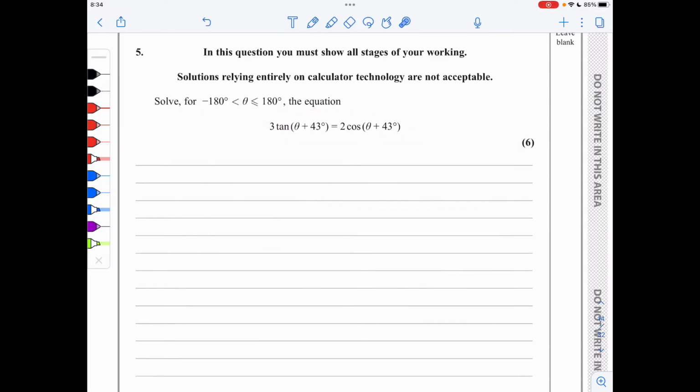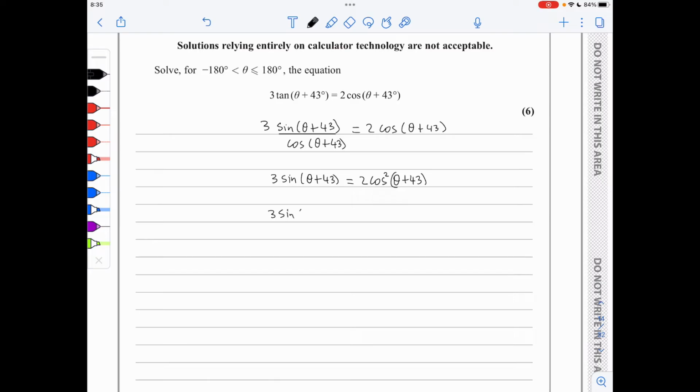In question 5, we've got a trigonometric equation to be solved. We are in degree mode, between minus 180 and 180. So I will actually start by writing tan as sine over cos. So we've got 3 sine(theta + 43) over cos(theta + 43) is equal to 2 cos(theta + 43). I will now cross multiply to get 3 sine(theta + 43) is equal to 2 cos squared(theta + 43). And now I'm using the identity that sine squared plus cos squared is 1 to get 3 sine(theta + 43) is equal to 2 times (1 minus sine squared(theta + 43)).